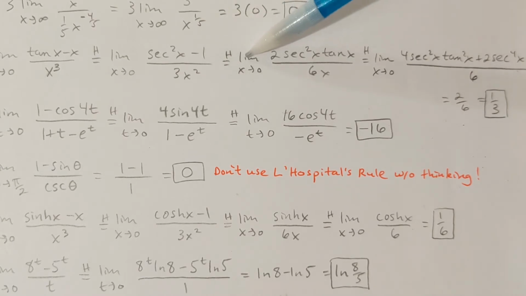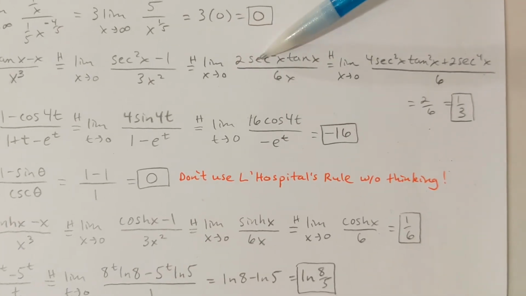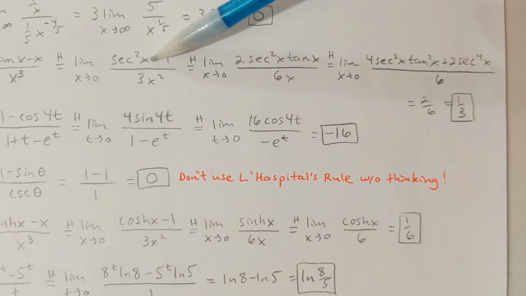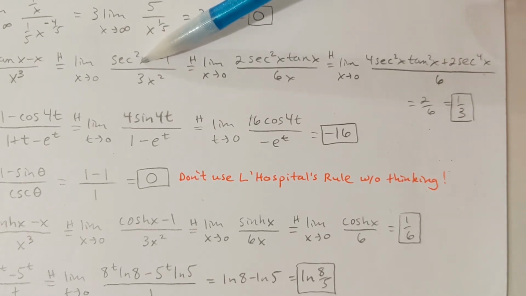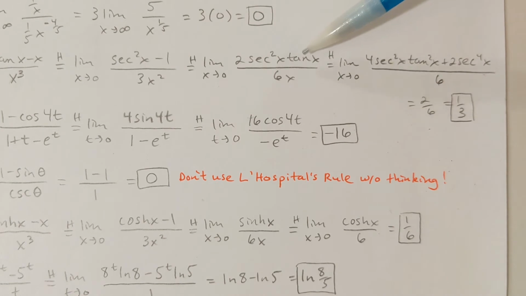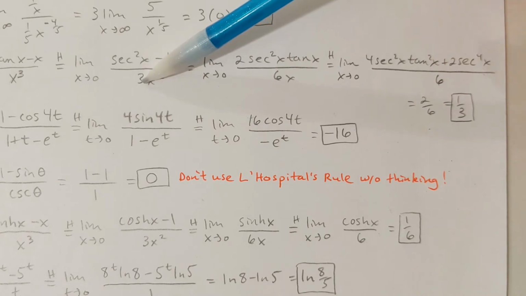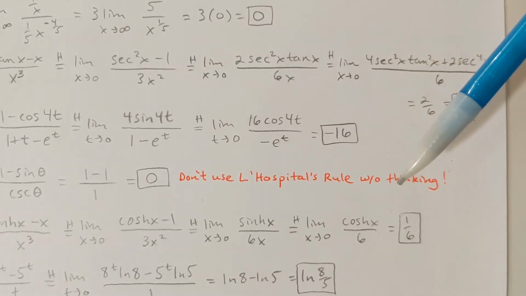Let's go ahead and use L'Hopital's rule again. So you've got the limit as x approaches 0 of the derivative of the top. That's going to be a chain rule. You're going to have 2 secant x times the derivative of secant x, which is secant x tangent x. The derivative of the constant is 0. Okay, and the derivative of the bottom would be 6x.